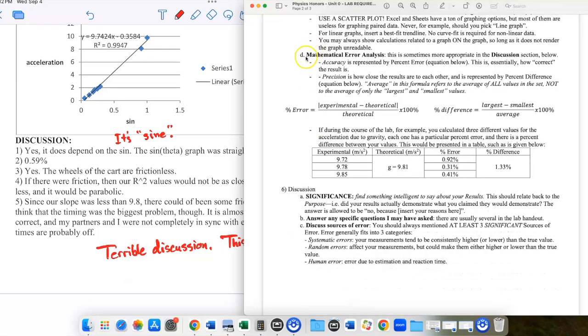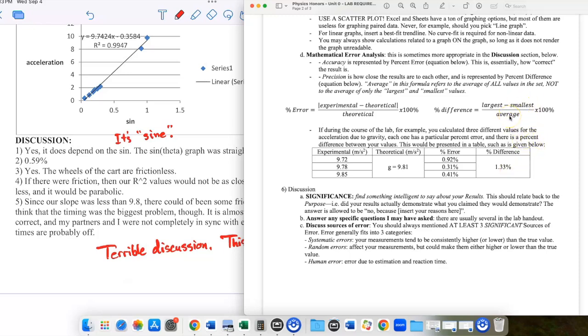All right, for this first lab that we're going to do, there is going to be some mathematical error analysis. So you'll use these two equations. Anytime something says to calculate a percent difference, that's this equation here. When it says average, it means of the data set. So not of the largest and smallest values, but rather of the entire data set. An example of that is given down here.